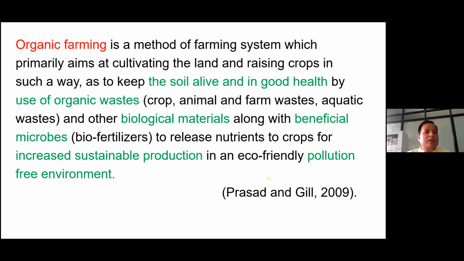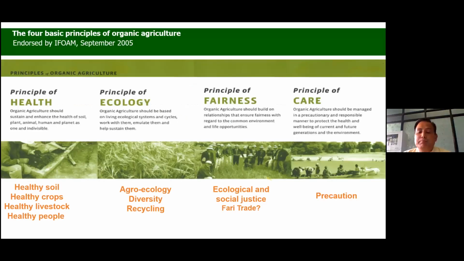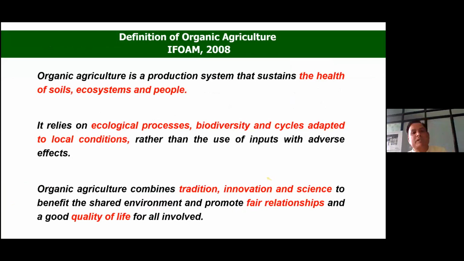Even IFOAM has given four basic pillars, four basic principles. And in that also, the first and foremost emphasis is given to soil health. If we have healthy soils, we will produce healthy crops. And if healthy crops or forage are eaten by livestock, they will be healthy, and ultimately we get a healthy population. Now, this is again the definition of organic farming given by IFOAM. The whole emphasis here also is on the soils.